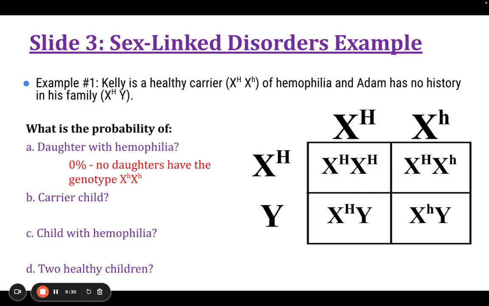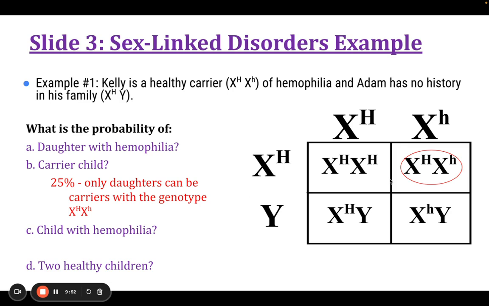It asks you next, what's the probability of having a child that's a carrier? Well, the only child that can carry a recessive allele on their X chromosome is going to be a female, because males either have the trait or they don't, since they only have one X chromosome. So the chance of having a carrier child is going to be 25%, because only one out of the four boxes can produce a carrier.